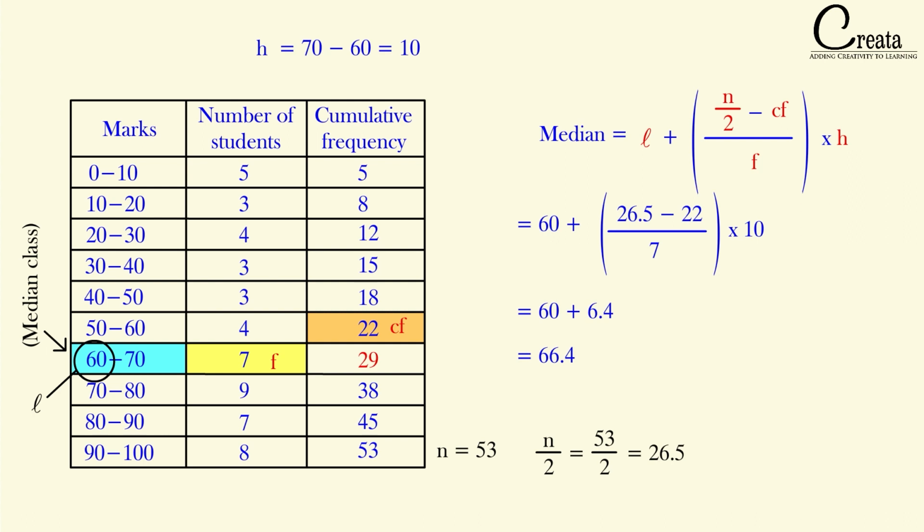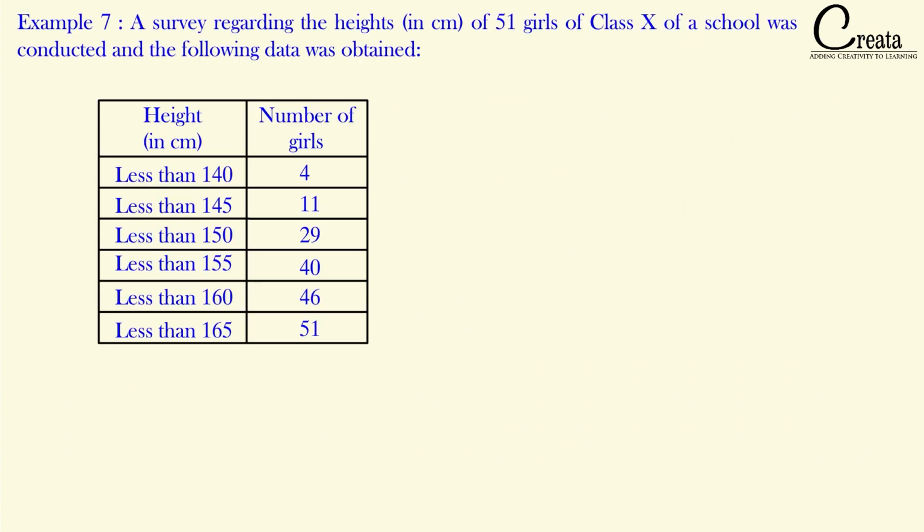Let's take one more example to better understand the concept. This is example number 7 of the NCERT. Here the survey data is given regarding the height of 51 girls of class 10 of a school. The data is given in the first column. We have the height of the girls in centimeters. In the second column we have the number of girls. The data is slightly tricky, so let's understand the data.